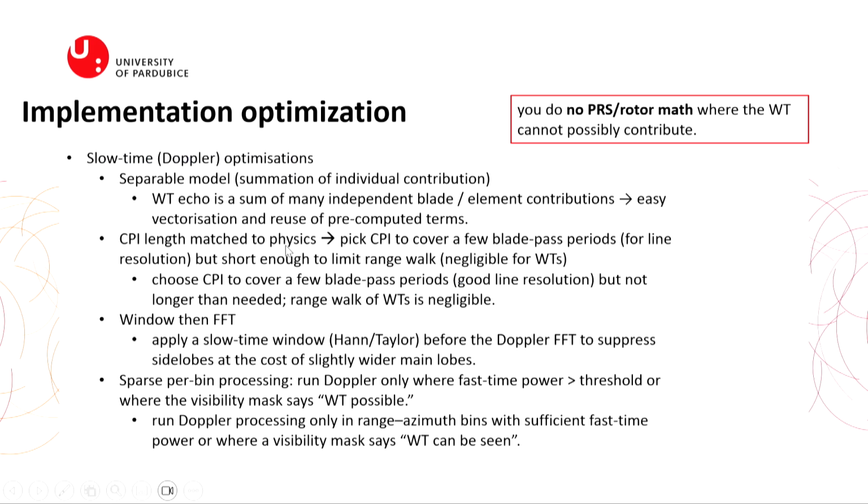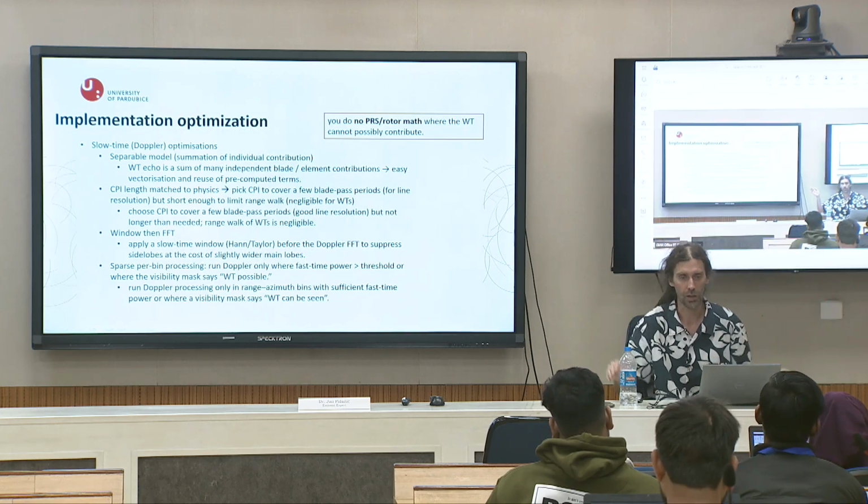CPI length matched to physics. Pick the CPI to cover a few blade pass periods, but short enough to limit range work. It means do not take such a long period when it is not necessary.